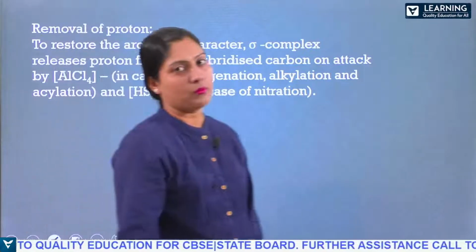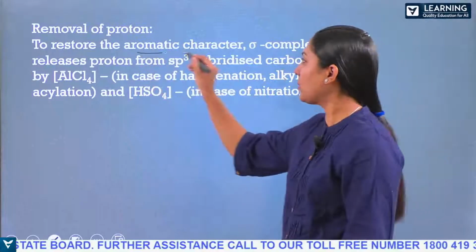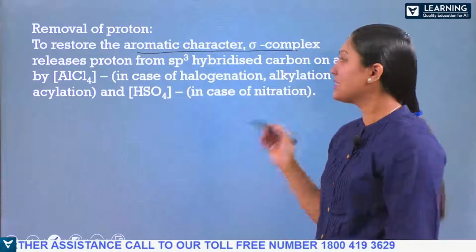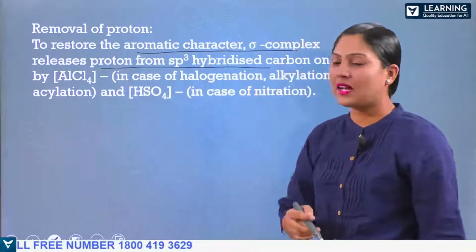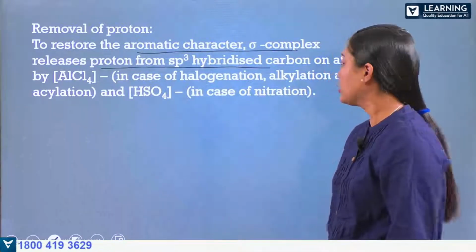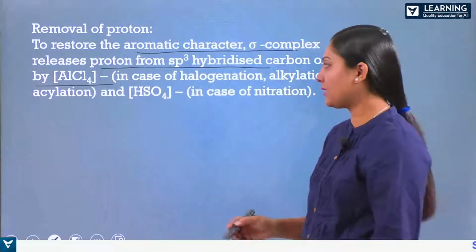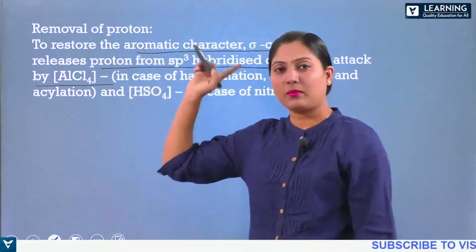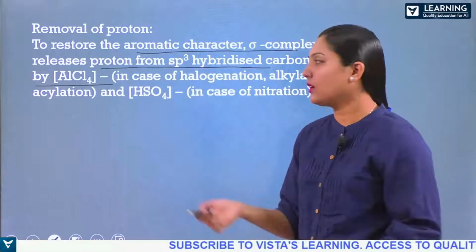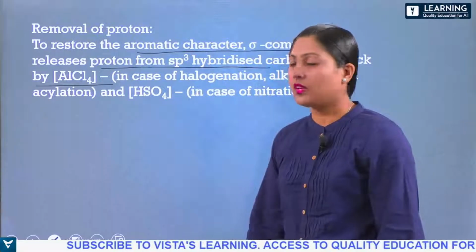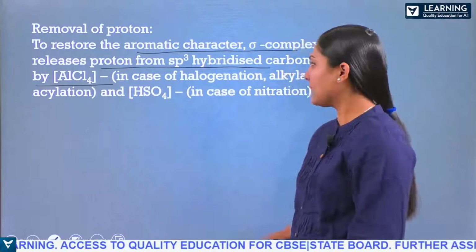Next, removal of proton. This is the last step. To restore the aromatic character, the sigma complex releases a proton from the sp3 hybrid carbon atom on attack by AlCl4 minus. You can see this is the complex which is formed in the first step, the formation of electrophile, where we got this AlCl4. Now, H plus will be attracted by this because this is negatively charged.